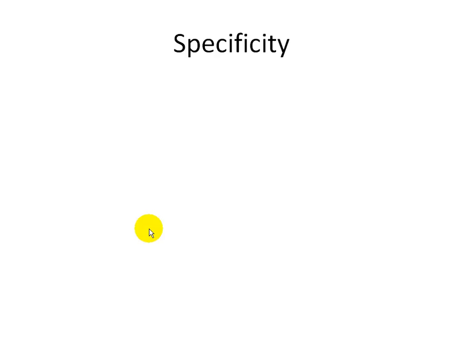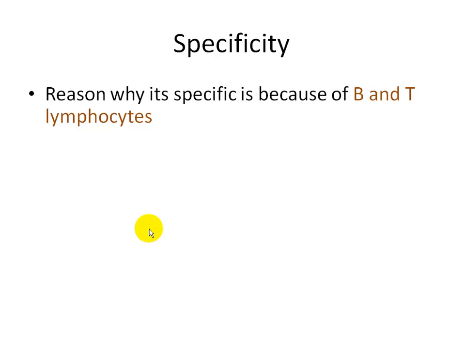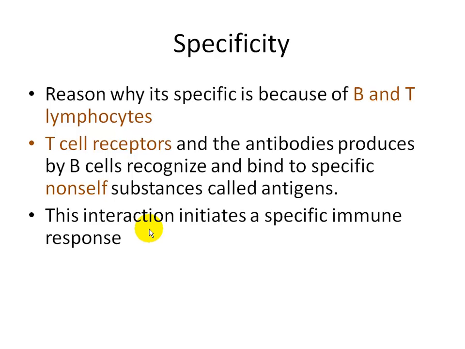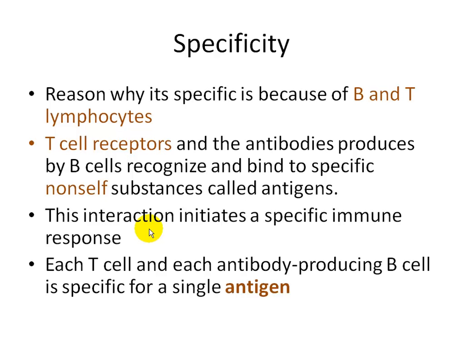All right, so let's go into the specificity. The reason why it's specific is because of 2 different lymphocytes, the B lymphocyte and the T lymphocyte. T cell receptors and the antibodies that are produced by B cells will recognize and bind to specific non-self substances. These non-self substances are called antigens. This interaction initiates a specific immune response. Each T cell and each antibody-producing B cell is specific for a single antigen. So everything is very, very specific.